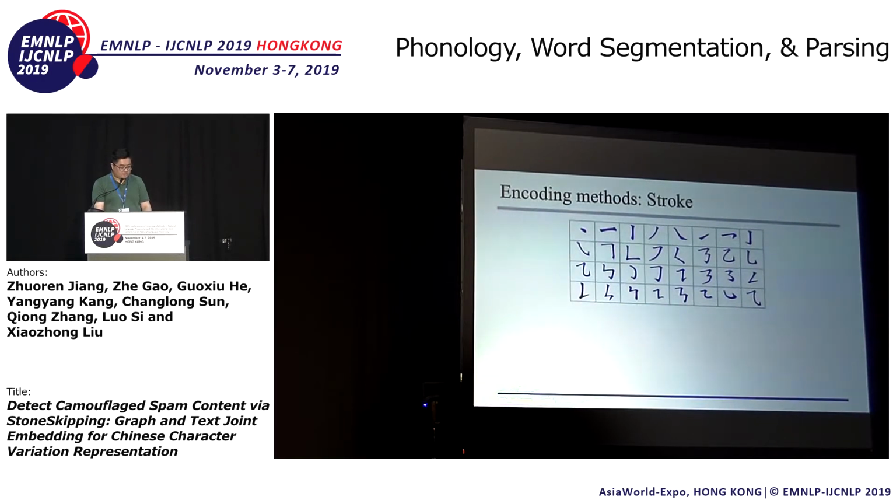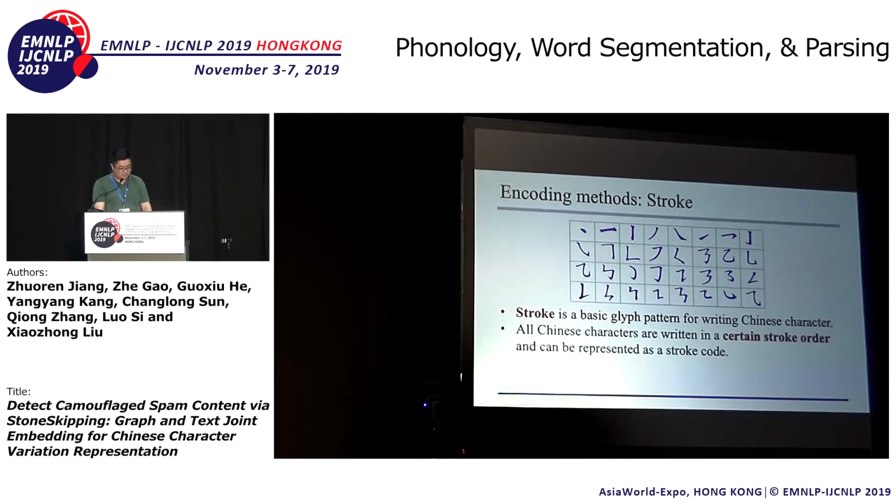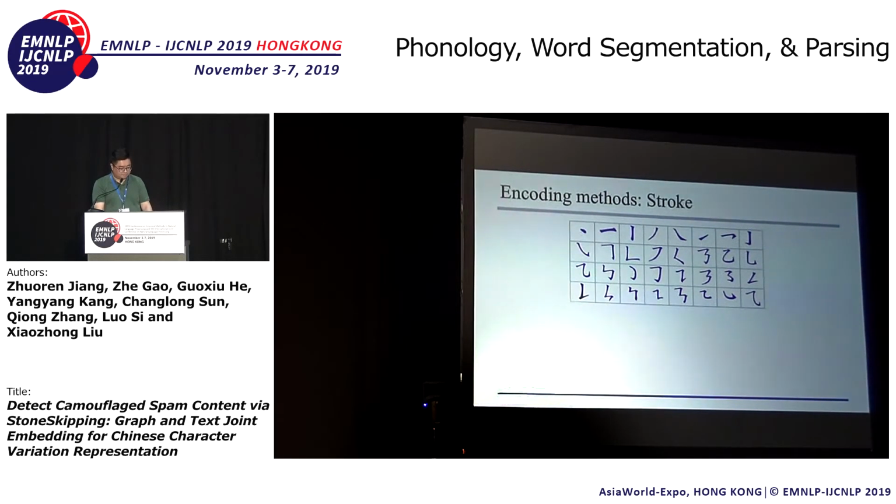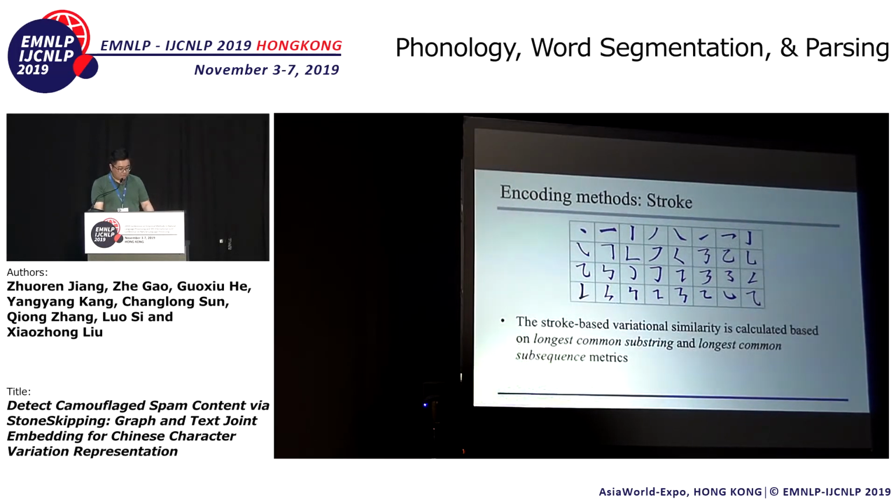The second encoding method is stroke. Stroke is a basic glyph pattern for writing Chinese characters. All Chinese characters are written in a certain stroke order and can be represented as a stroke code. Here's an example of luo and ke. We calculate the stroke-based variational similarity based on the longest common substring and the longest common subsequence matrices.